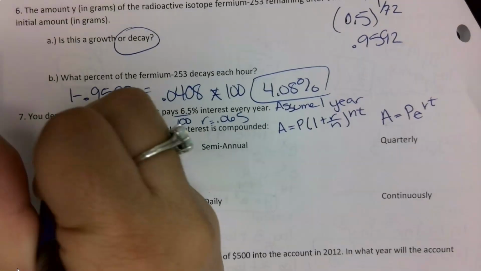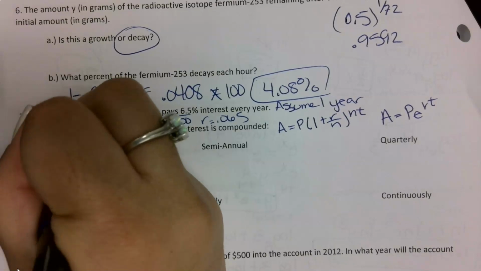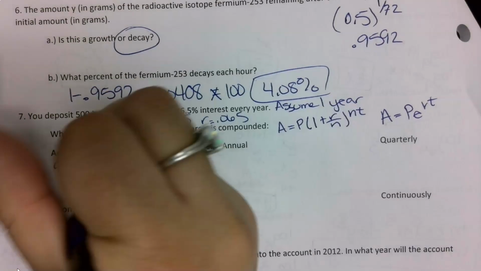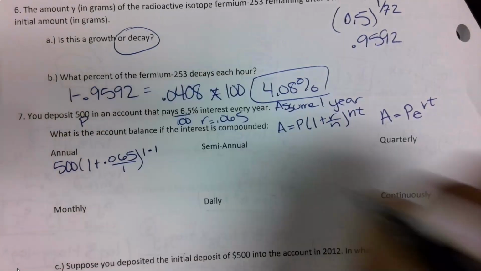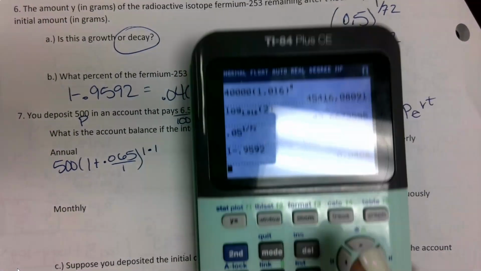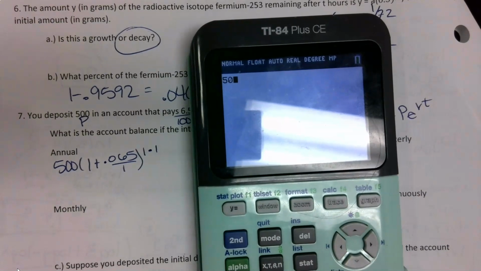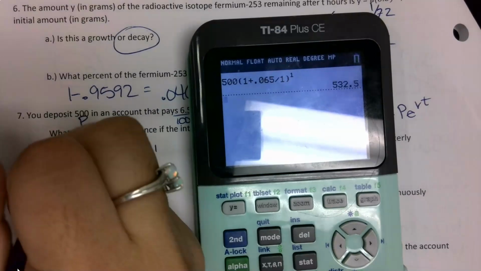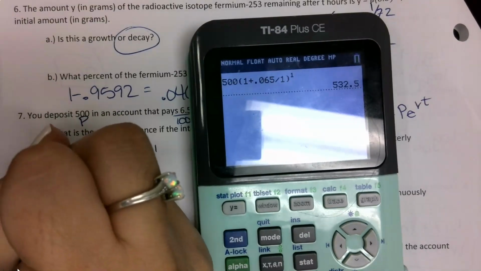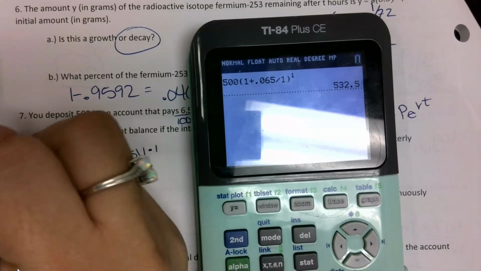So, annually, I'm going to plug in. It's going to be 500 times 1 plus 0.065 divided by 1, to the 1 times 1, because there's 1 year in a year. This gets me 532, and this is money, so 2 decimal places, 50 cents.